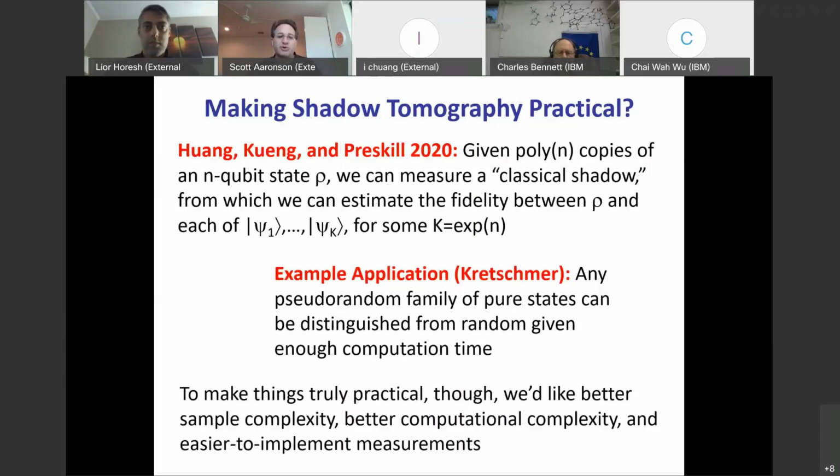But to make things truly practical, we would like, first of all, to get better sample complexity. Secondly, to get better computational complexity. And thirdly, to get all these wonderful benefits that we get from shadow tomography, but with measurements that are easier to implement experimentally. All three of those remain wonderful open problems. So let me stop now.